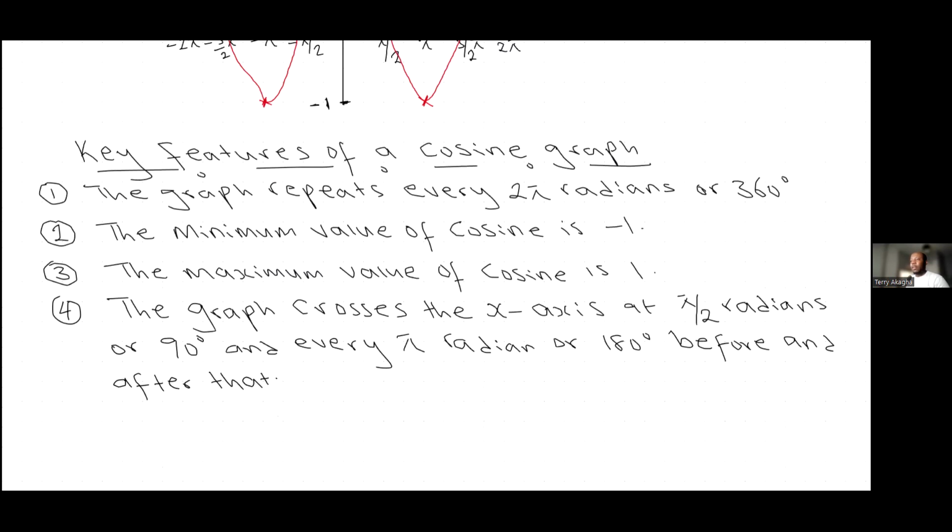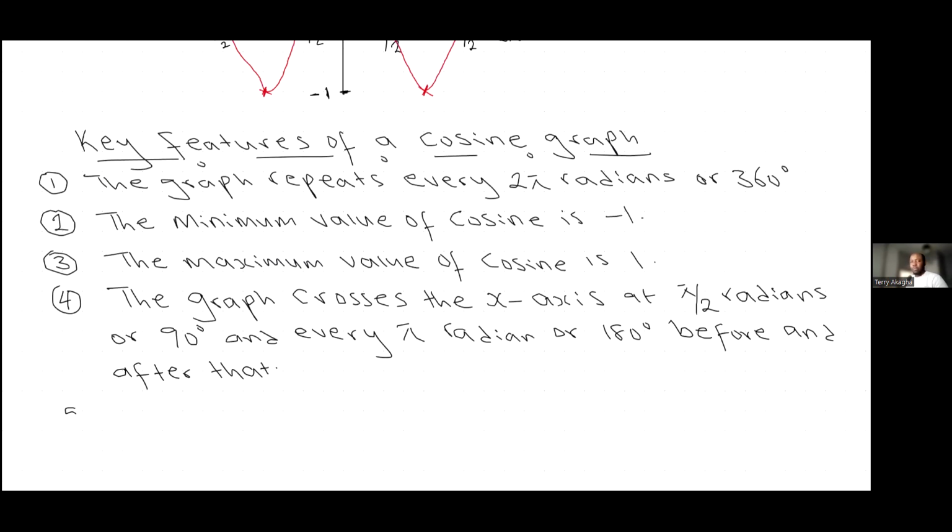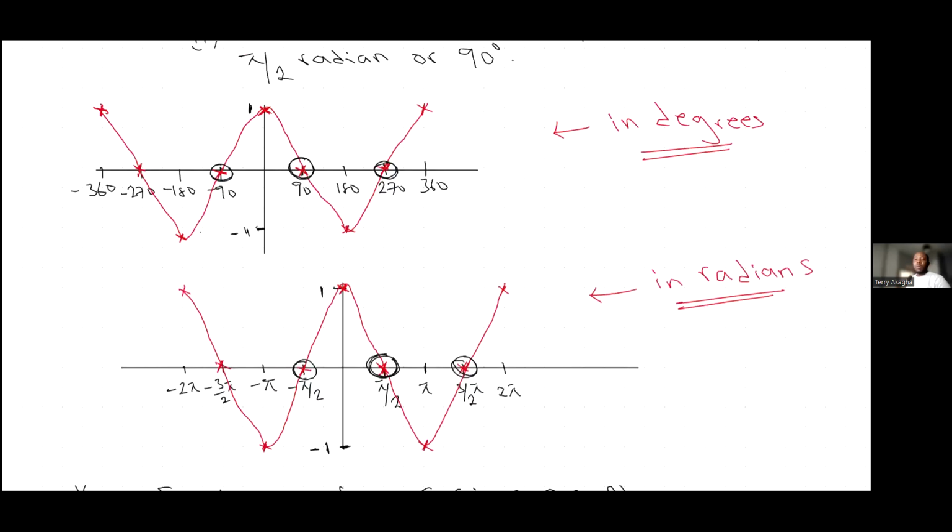After that, number 5. Now you can see that here it reaches the maximum value at 0, and every 2 pi or 360 degrees after that. And it reaches the minimum value at 180 degrees or pi, and every 2 pi or 360 degrees after that.